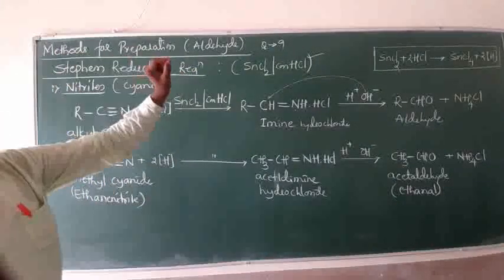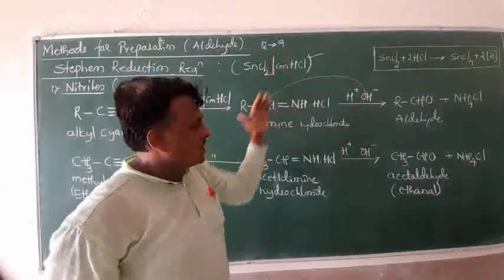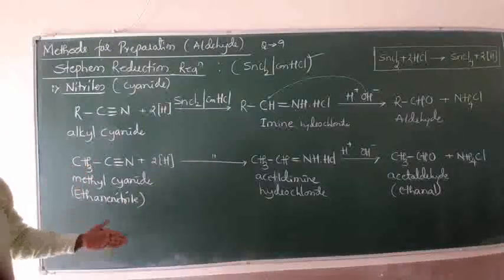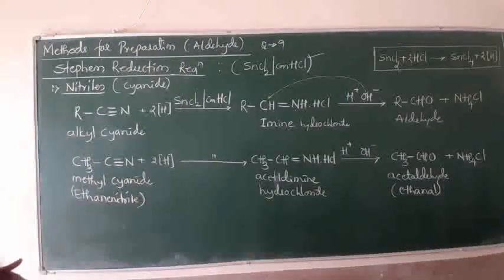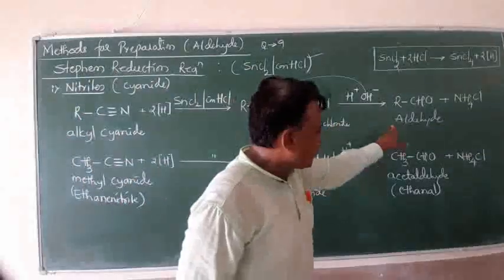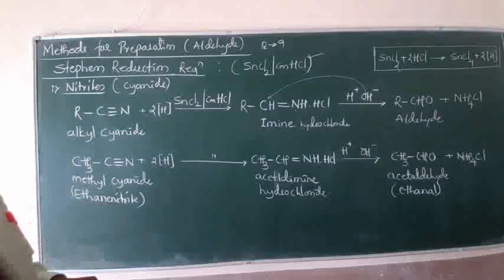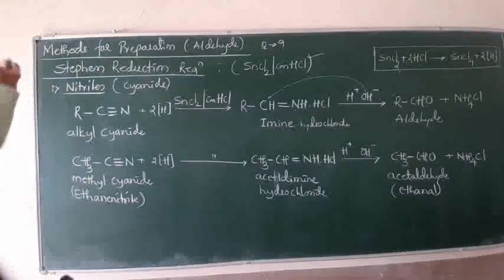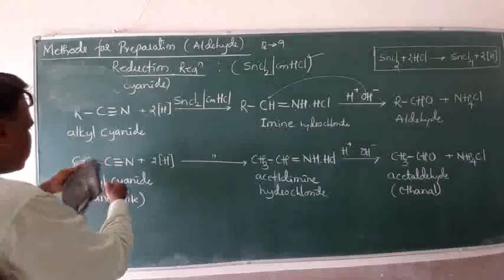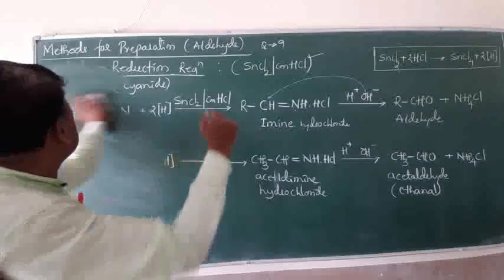Stephen's reduction reaction, with reagent tin chloride and concentrated HCl. You have to practice with different examples, friends. Methyl cyanide, ethyl cyanide, propyl cyanide. You can get it. The intermediates are imines and finally the corresponding aldehydes. This is the first reduction reaction of the syllabus, Stephen's reduction reaction. After this, we move on to the second reaction of our syllabus.